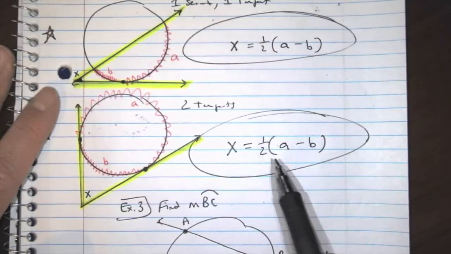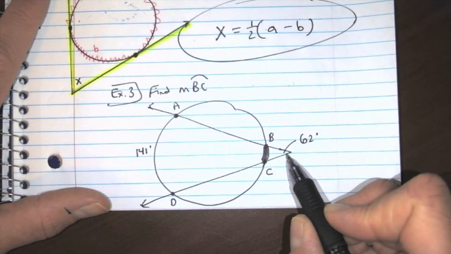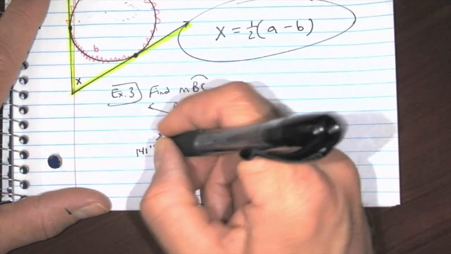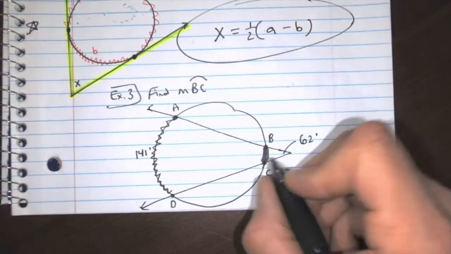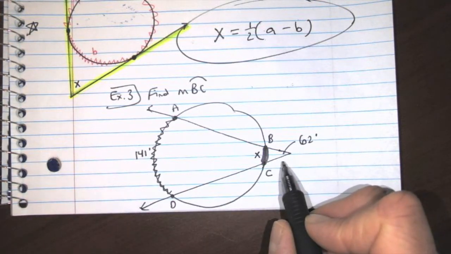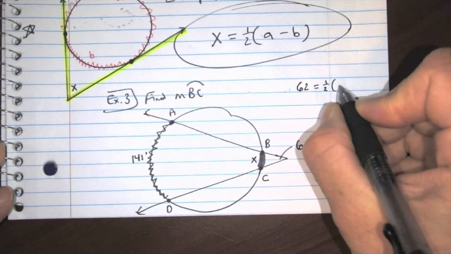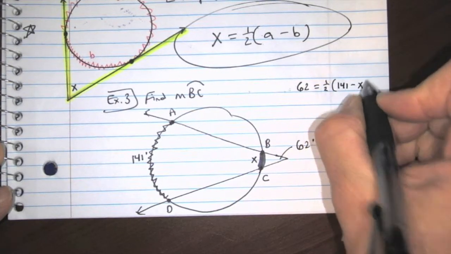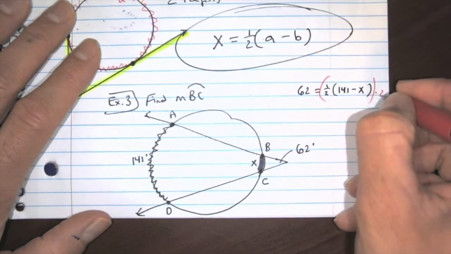Now, in these problems, the x was always representing the outside angle. That's the 62. There's the little guy, and hopefully you can see the big guy. Set up an equation and solve for x. Let's call this little guy x, because we already have the big guy and we already have the outside angle. So the outside angle is going to be 1/2 the big guy minus the little guy. Let's solve for x. Multiply by 2 on both sides.